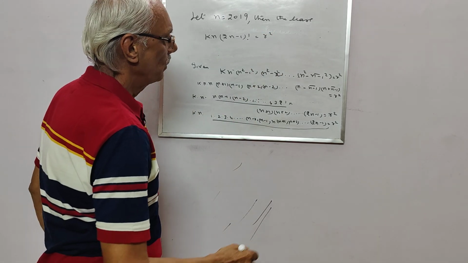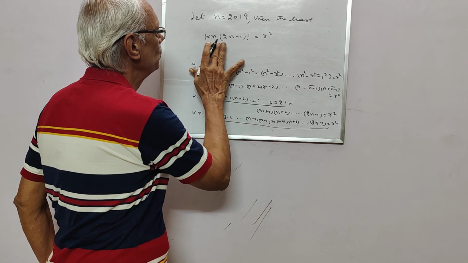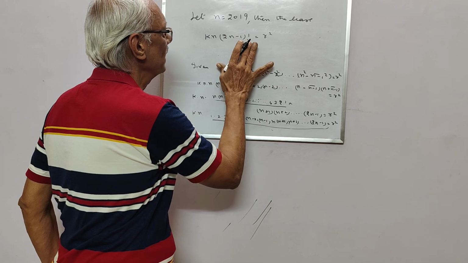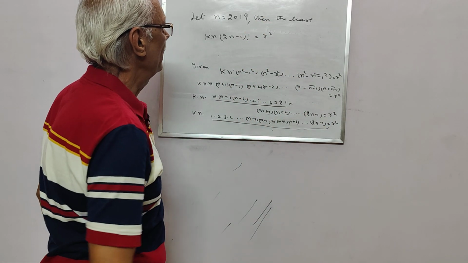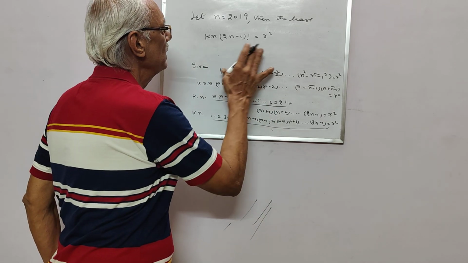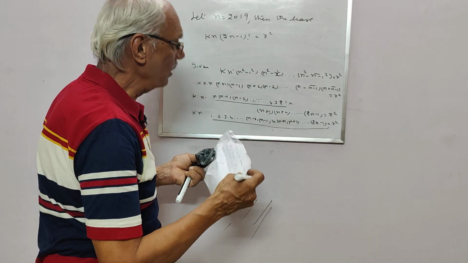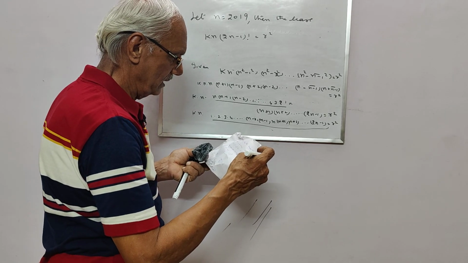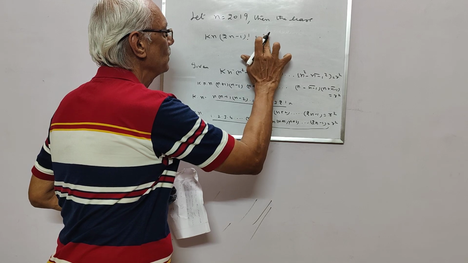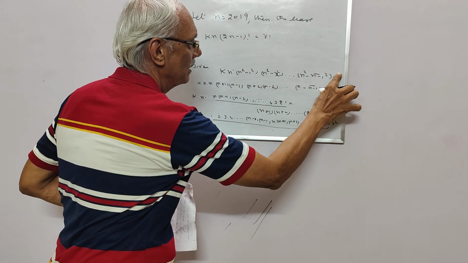Okay. Now you see that I am having 2n into 2 kn into 2n minus 1 factorial is equal to r square. Now you see what happens here. I think it is not r squared, it is given to be r factorial. I am sorry, this is r factorial.